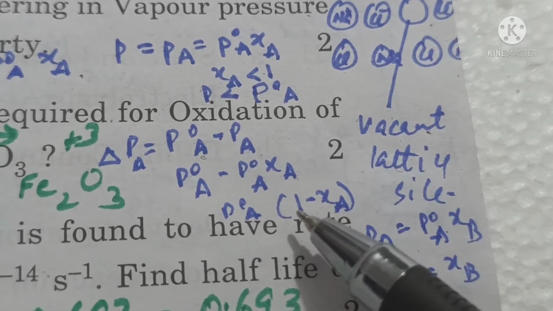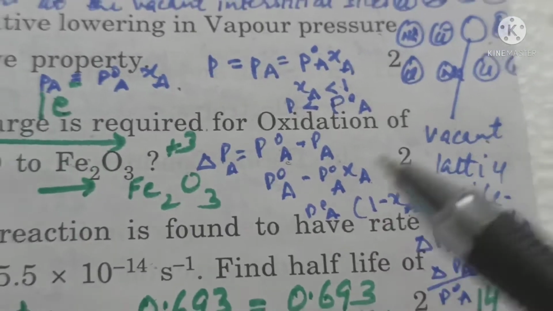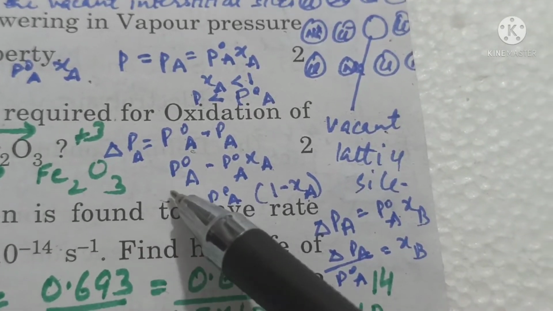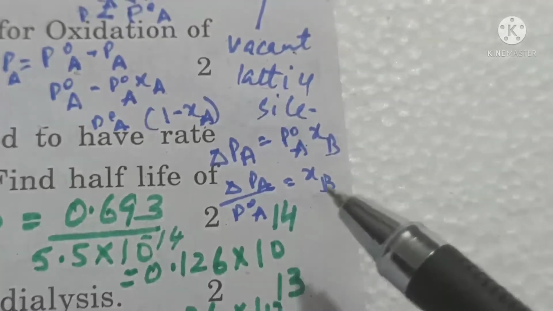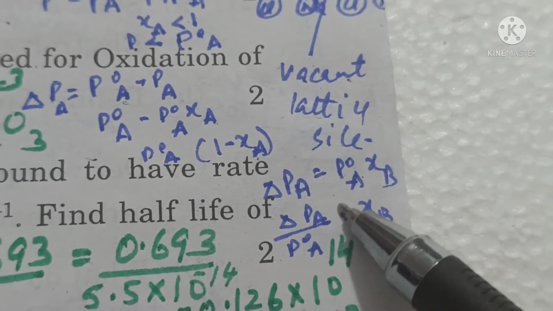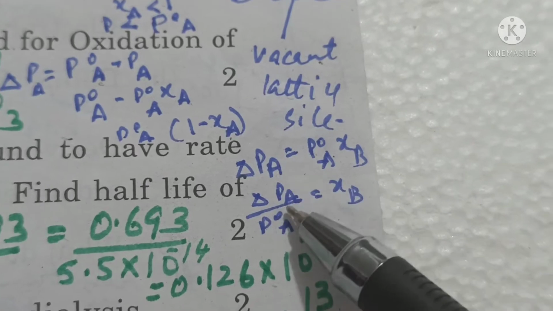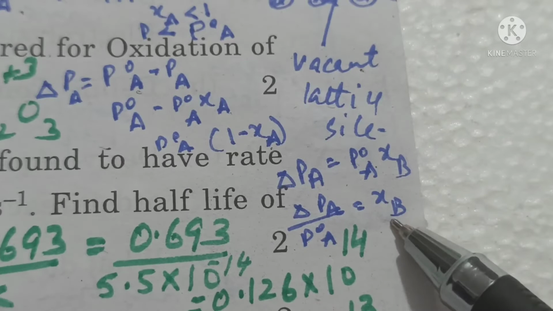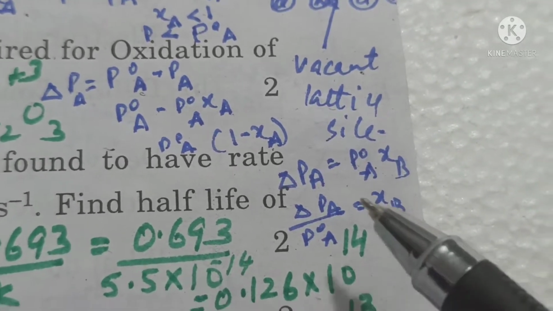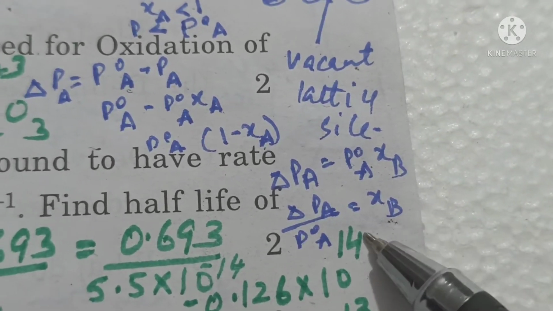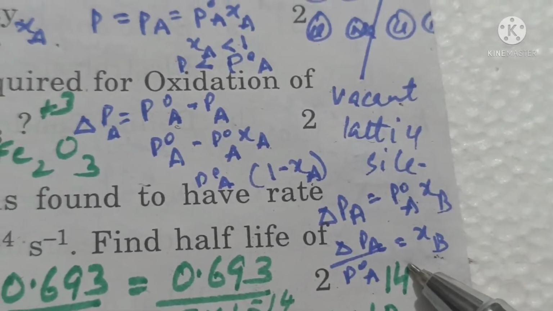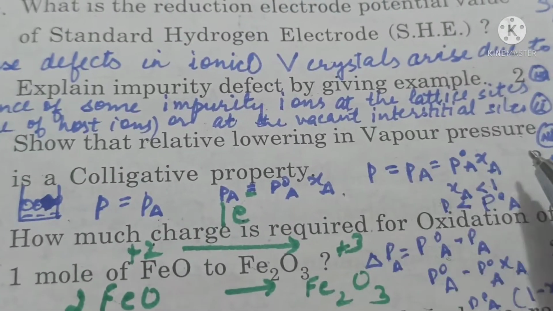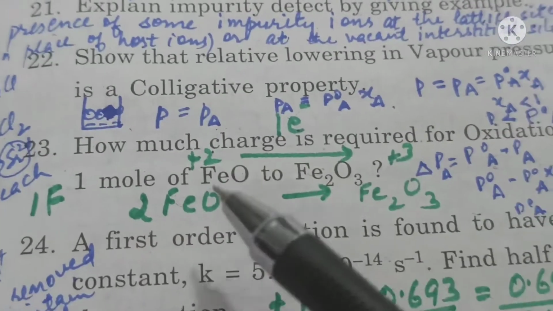Putting XB in place of 1 minus XA, the equation becomes lowering in vapor pressure delta PA is equal to P naught A into XB. Taking P naught A to this side, we get lowering upon original vapor pressure, that is relative lowering in vapor pressure, is equal to XB, which is the mole fraction of solute. So as it depends upon the number of moles of solute over total number of moles, it is a colligative property. So hence we have proved that relative lowering in vapor pressure is a colligative property.